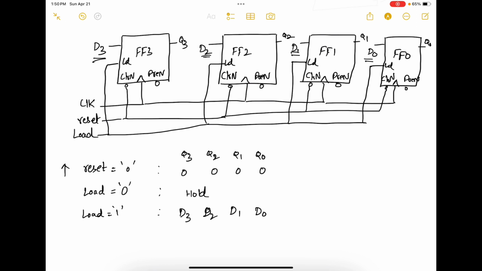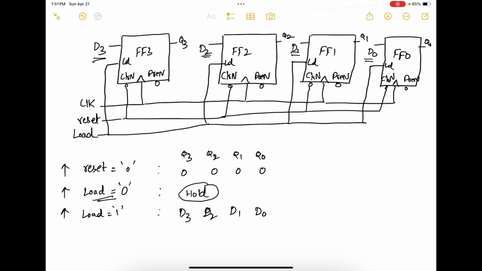So remember, all these wait for a rising edge of the clock. If at the rising edge load was 0, then those values are not going to get loaded into the flip-flop. In fact, the flip-flop is going to stay in a hold state. And if at the rising edge you have load equal to 1, then D3 goes to Q3, D2 goes to Q2, D1 goes to Q1, and D0 goes to Q0.